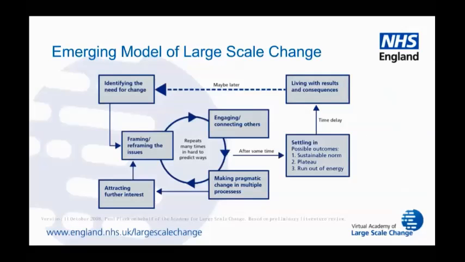So if you're a picture person, hopefully this is helpful to you. First of all, you can see that this isn't a linear model. It's a cyclical model. You start in the top left-hand corner, and you identify the need for change. Now, this can often come from a mandate from a leader, a government directive. It can often come from a social movement. It doesn't matter where it comes from. And actually, the initial need might change and adapt in this emergent large-scale change along the way. But you've got a need for change.